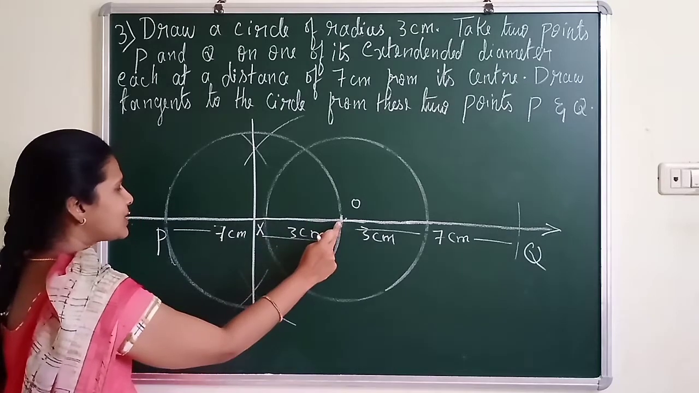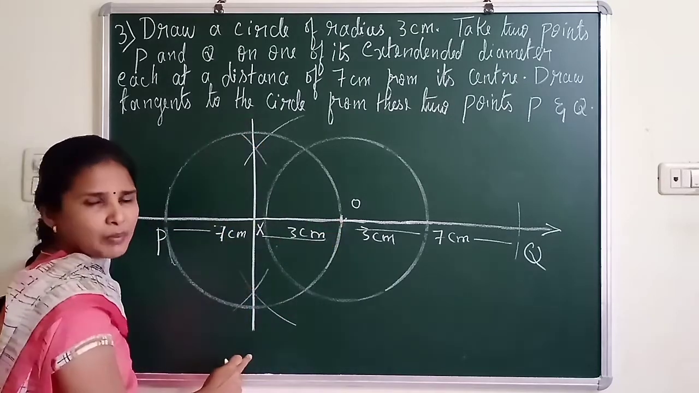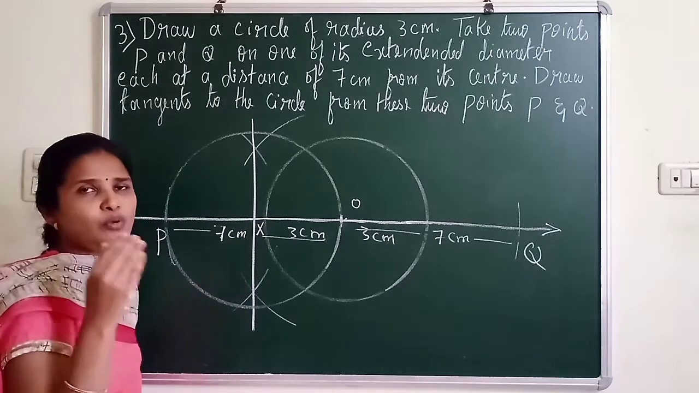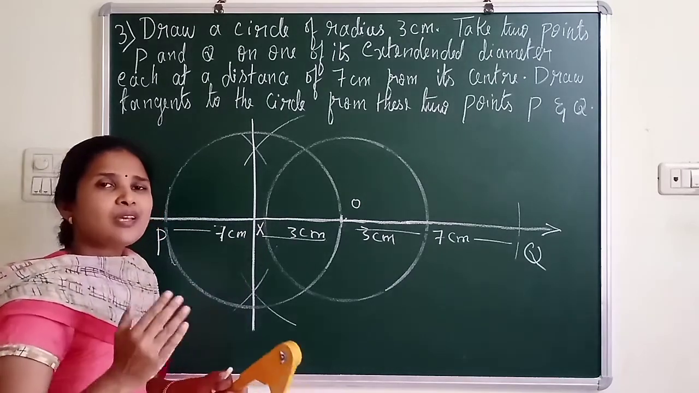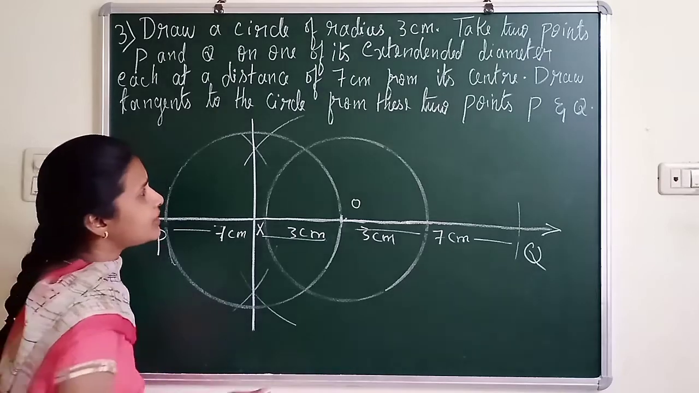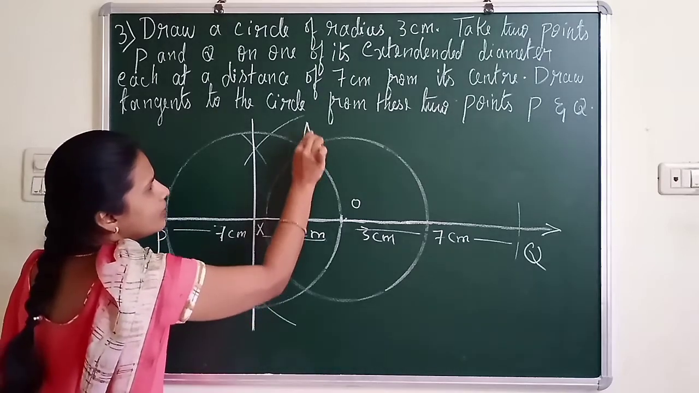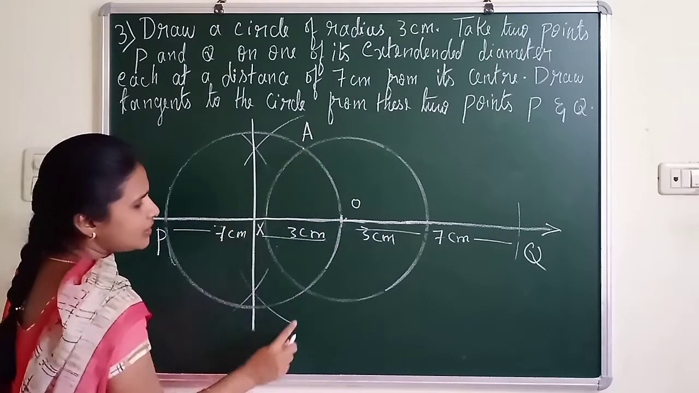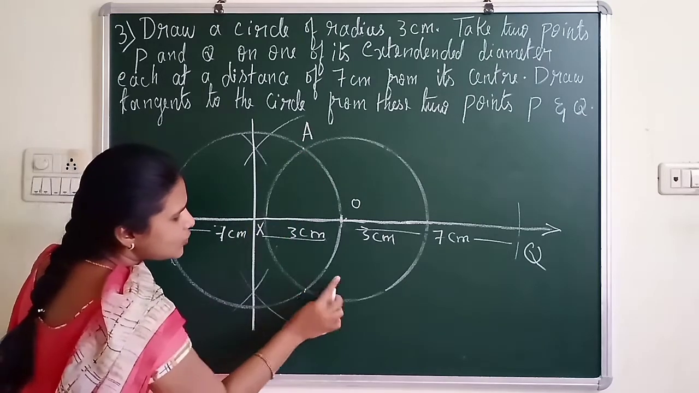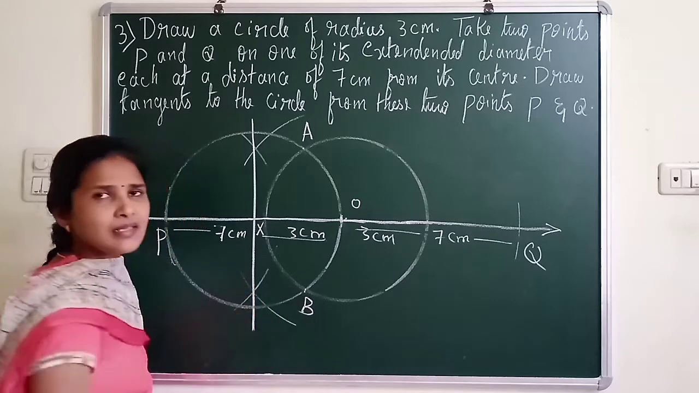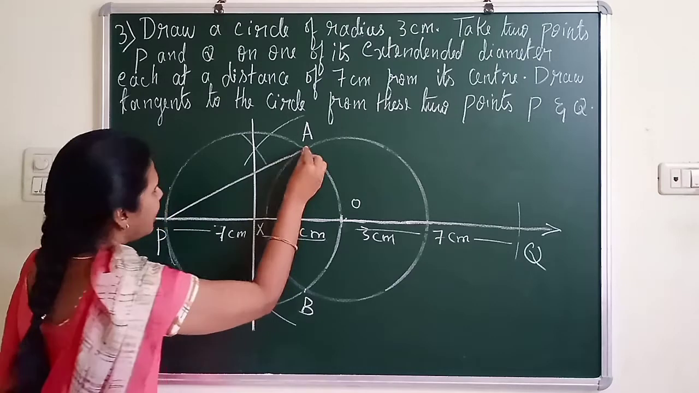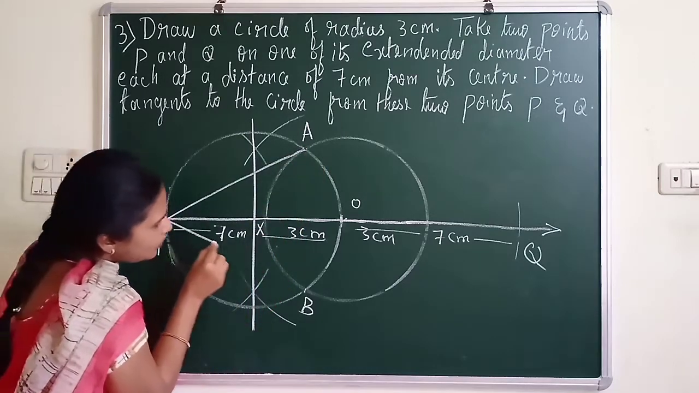So draw the perpendicular bisector of OP. So I got the perpendicular bisector of OP here. Now you can observe, whenever you have to draw the tangents, two circles should intersect. Where they are intersecting, you can see here, mark this as A. This is the point where these two circles are intersecting, and this is the other point where these two circles are intersecting. So you mark it as B. Now you can see, join P to A and join P to B.